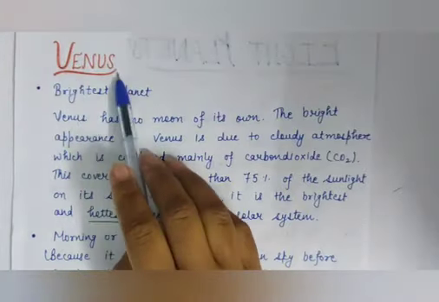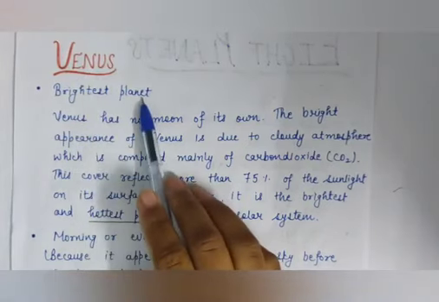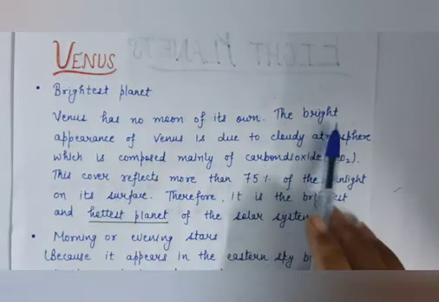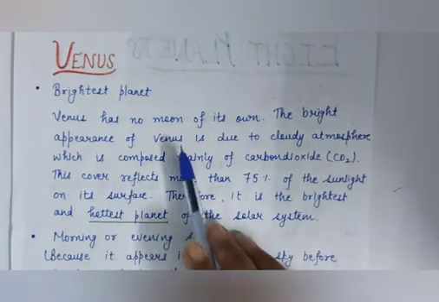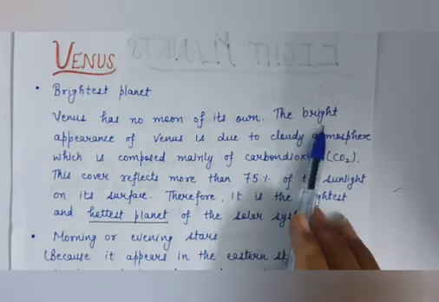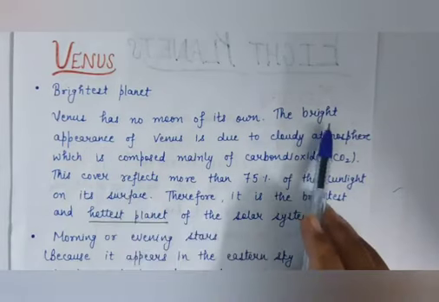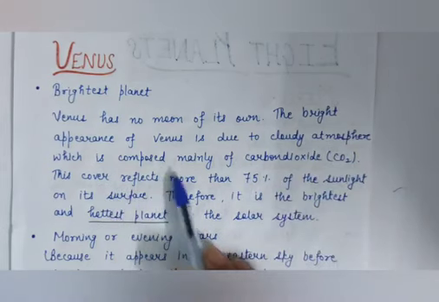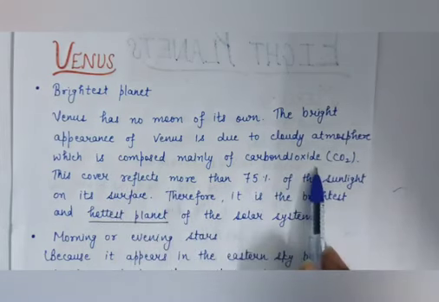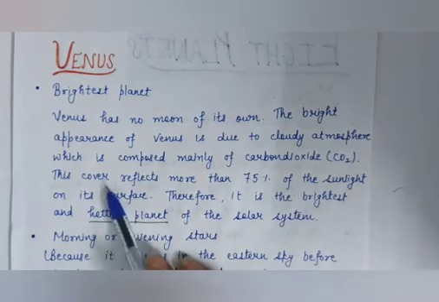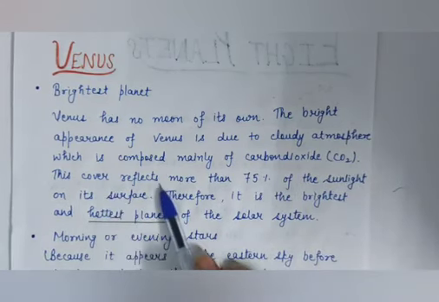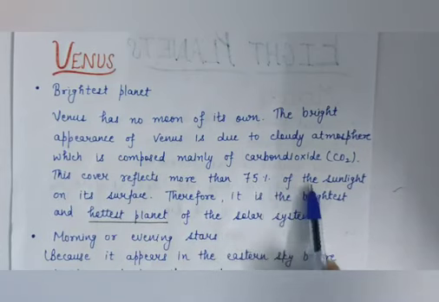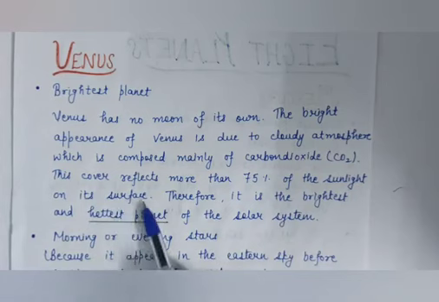Next planet is Venus. It is the brightest planet, and Venus has no moon of its own. It appears bright. Why? Due to its cloudy atmosphere, which is composed mainly of carbon dioxide. This cover reflects more than 75% of the sunlight on its surface.